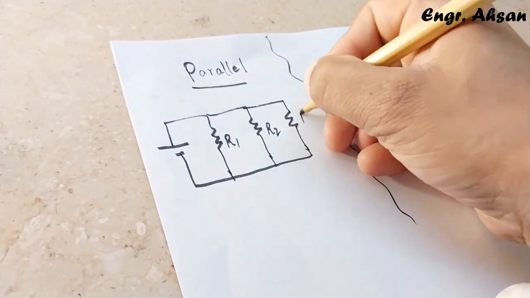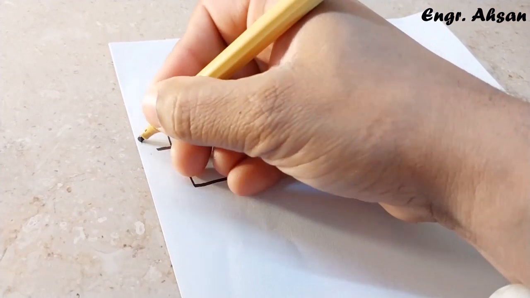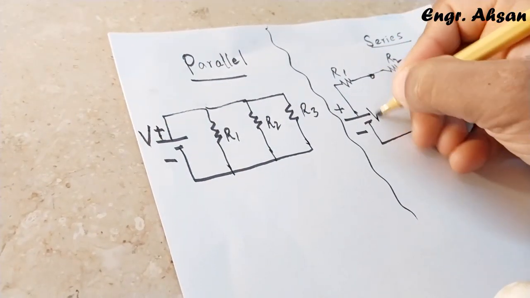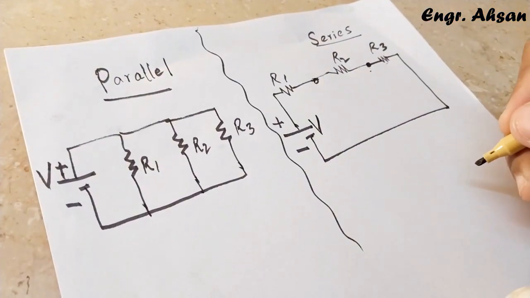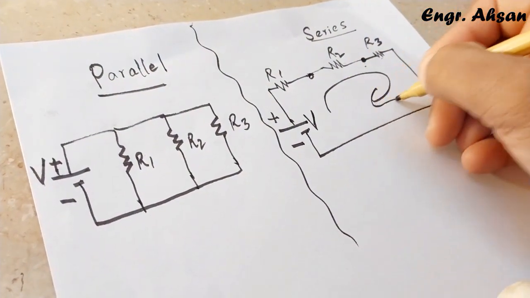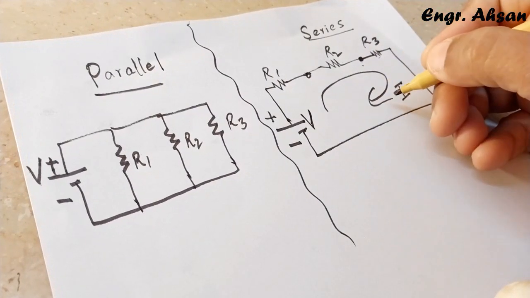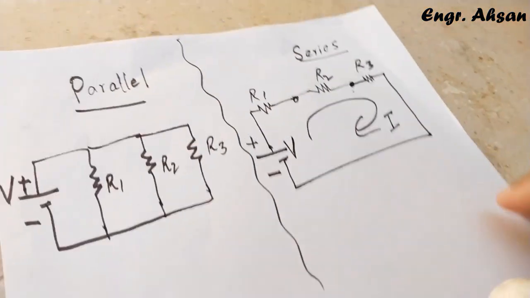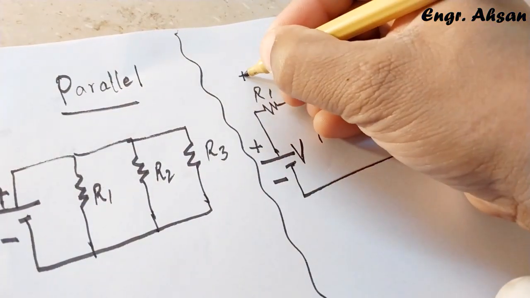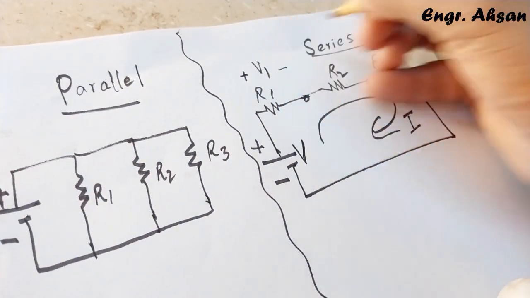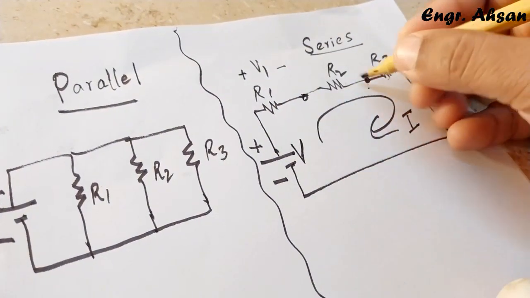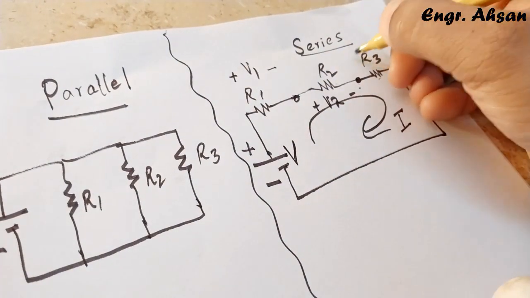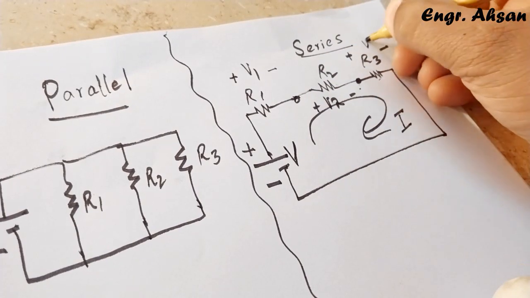R1, R2, R3. This is the source of EMF, positive terminal, negative terminal, providing voltage V. Here the current will remain the same throughout the circuit, and the voltage will divide. Some potential difference would drop across this resistor, and that would be V1. Some potential difference across this resistor would be V2, and some would drop across this resistor, that would be V3.